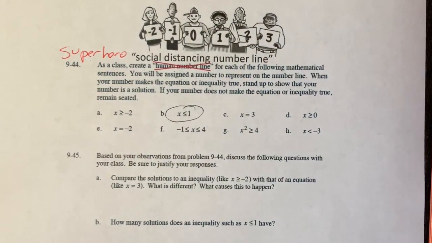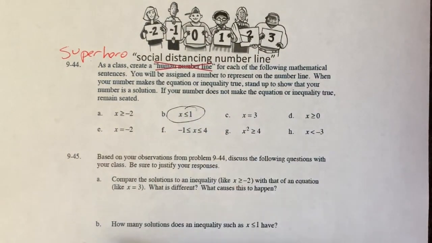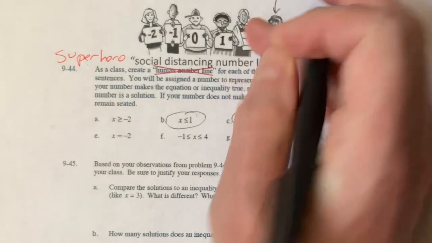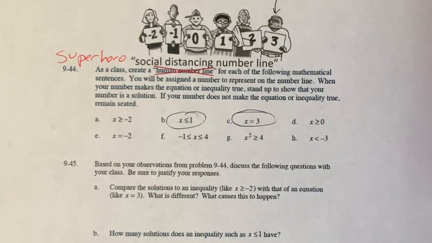So you have multiple solutions to an inequality. X equals 3, who was standing up on that one? Well, that was just that guy right there. There was only one guy standing up in that one.